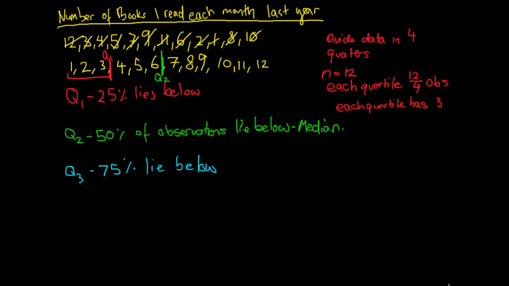And our third quartile value would just be three more observations on. 1, 2, 3. So we can see that our third quartile value is just here. So these would be our three quartiles, and as we can see, it divides the data into lots of three. So 1, 2, 3, 1, 2, 3, 1, 2, 3, 1, 2, 3. So we have four lots of three.